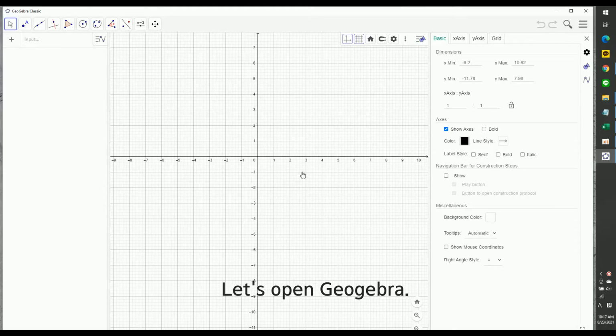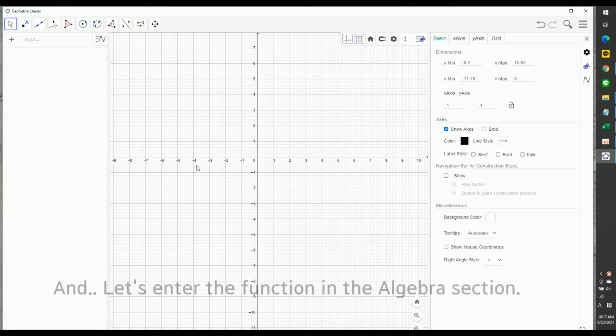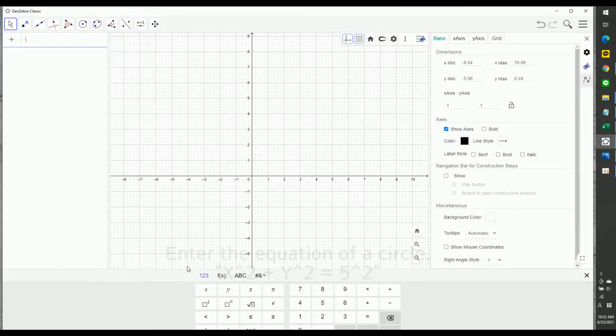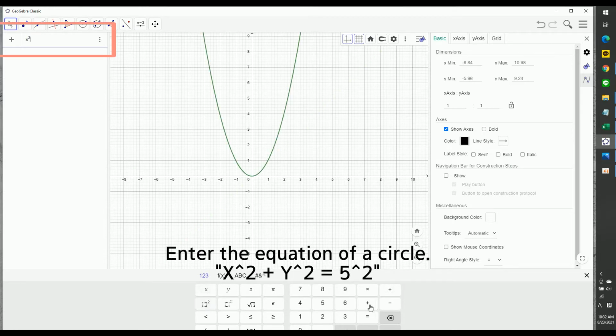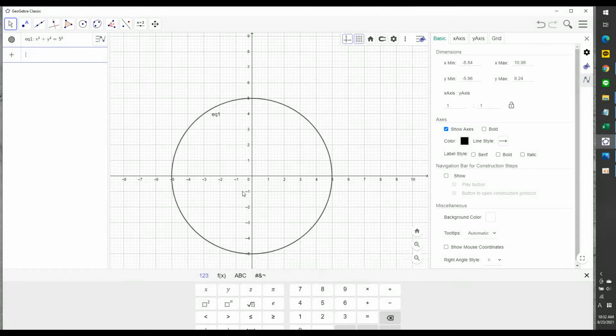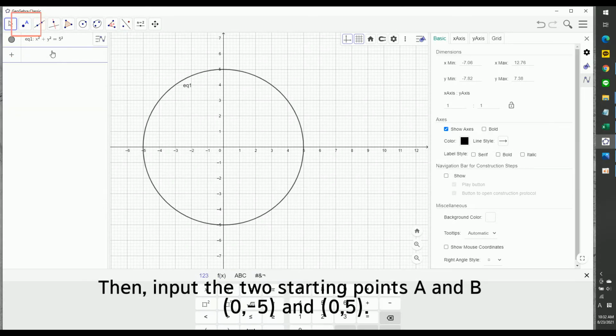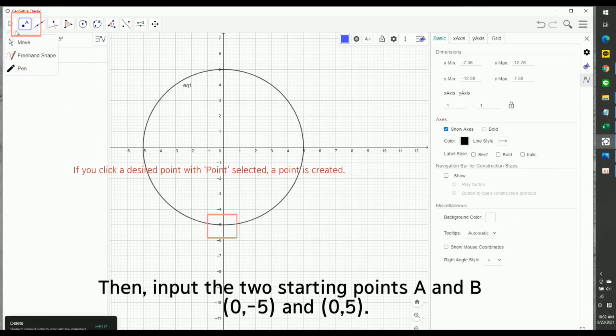Let's open Geogebra. Let's enter the function in the algebra section. Enter the equation of a circle: x squared plus y squared is 5 squared. Then input two starting points A and B at (0, -5) and (0, 5).